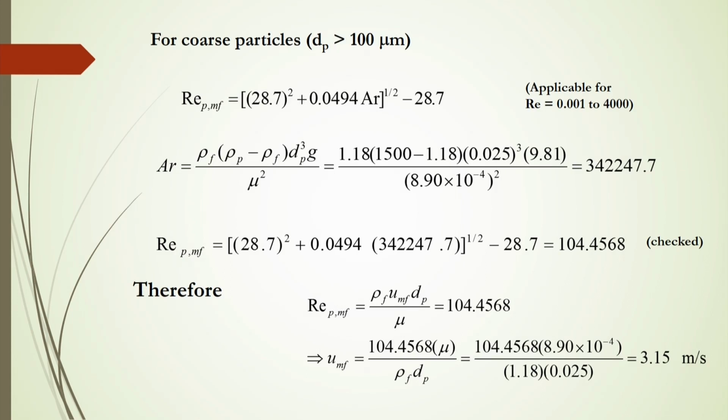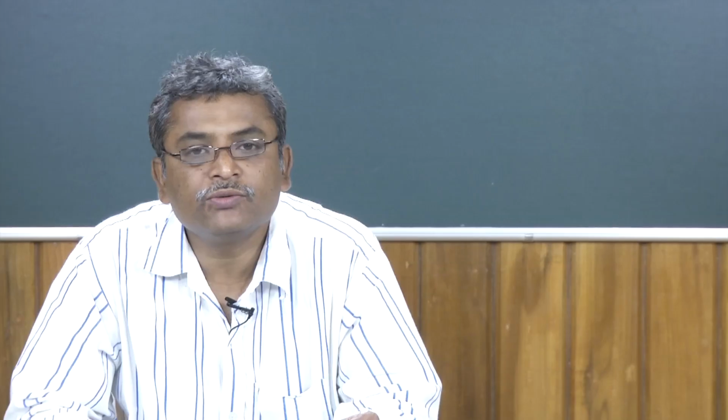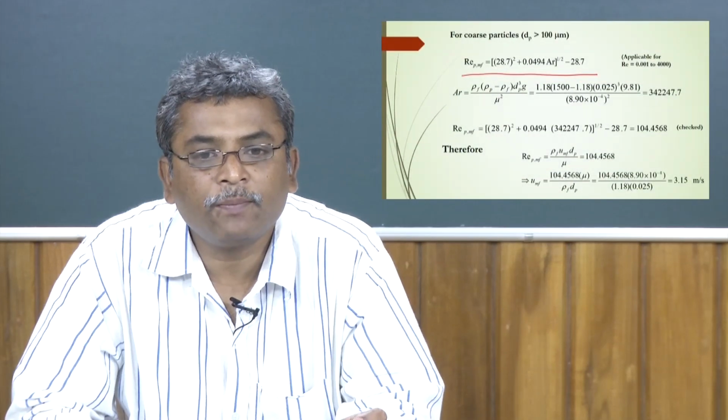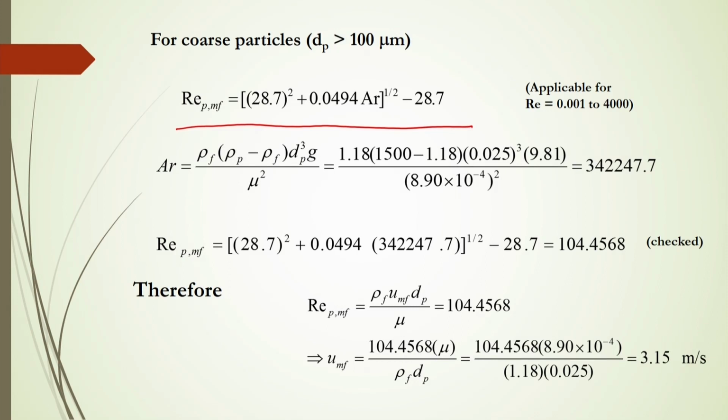Now, for coarse particles, if dp is greater than 100 micrometer, then the minimum fluidization velocity can be calculated from this equation: Re_p,mf equals the square root of 28.7 squared plus 0.0494 times the Archimedes number, minus 28.7. This 28.7 portion is obtained from the parameters of the Ergun equation.